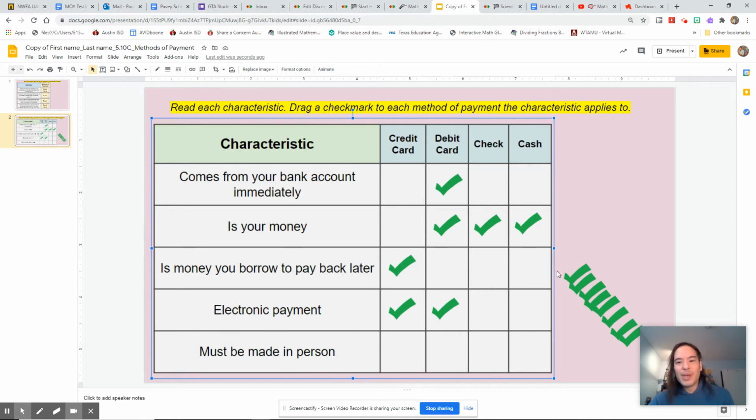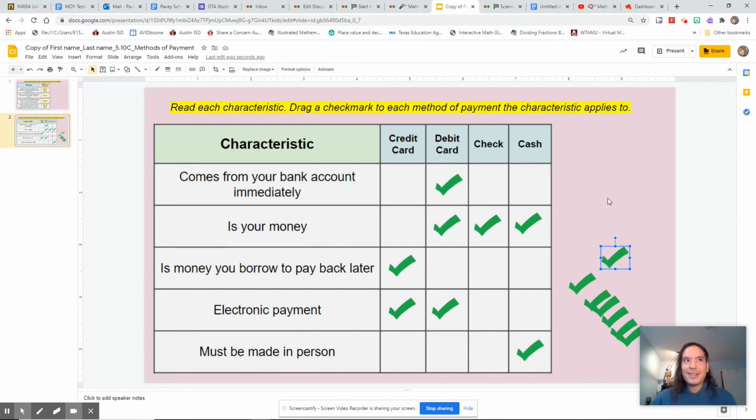And then finally, must be made in person. The only thing that has to absolutely happen in person is cash. Once again, you could possibly put check in here because you could technically send a check in the mail and stuff too. All right, so if I want to pay a bill, I can send a check in the mail.